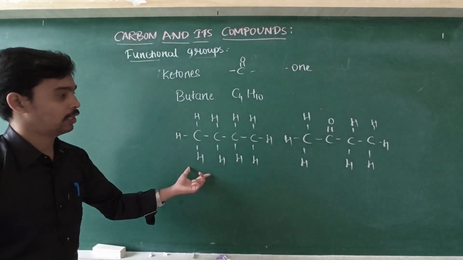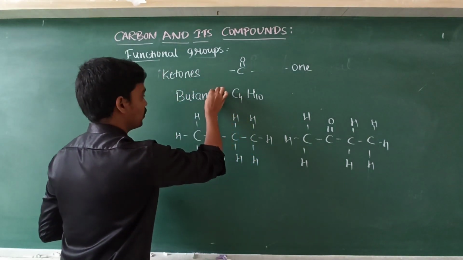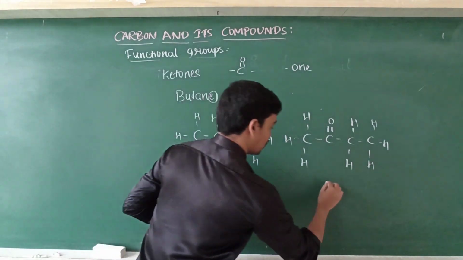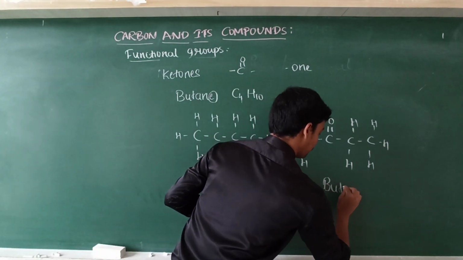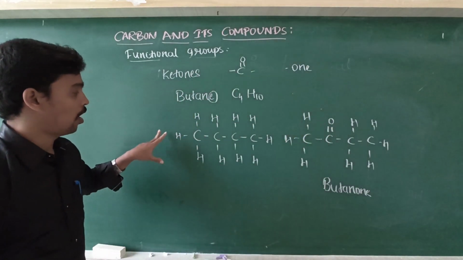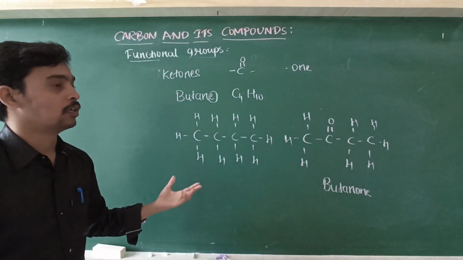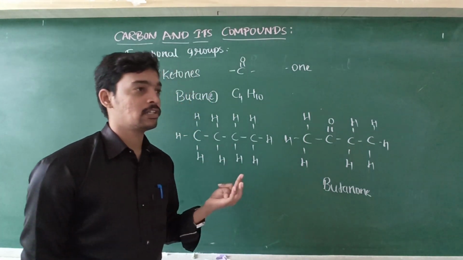Here it is butane. The butane is converted into, just replace the last letter E with "ol". It becomes butanol. Okay. The alkane is converted into the respective ketone. Okay, next it is pentanone, hexanone, heptanone.